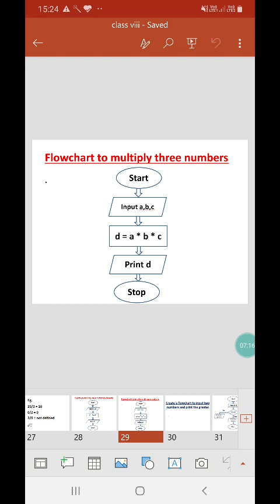Then the arrow mark, the flow line symbol, denotes the output symbol. Okay, now in the output symbol I have written print D, means whatever the result comes, it is printed there. Okay, now at last I have stopped the flowchart. Okay, I have ended the flowchart. I can write end or stop at last.